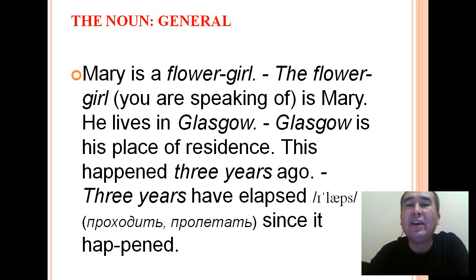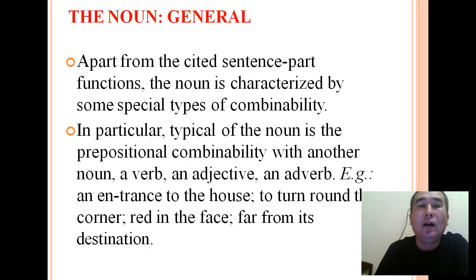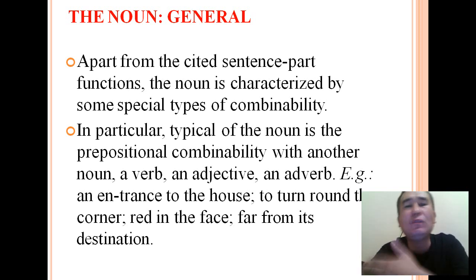So you can see here, he lives in Glasgow. Glasgow is his place of residence. So this happened 3 years ago. 3 years have elapsed since it happened. So you can see different situations. Apart from the cited sentence part functions, the noun is characterized by some special types of combinability. Combinability, it means combination with other parts of speech or with this part.